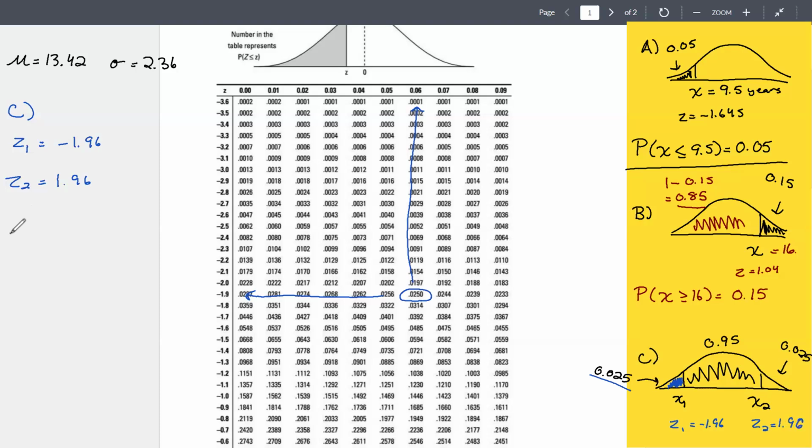So for the lifespan of my dogs, we're going to have an X1, which is going to be using my Z1 here. So that's going to be my 13.42 plus my z-score of negative 1.96 times my standard deviation of 2.36. And then we have x2, which is going to be 13.42 plus the z-score, now positive 1.96, times my standard deviation of 2.36.